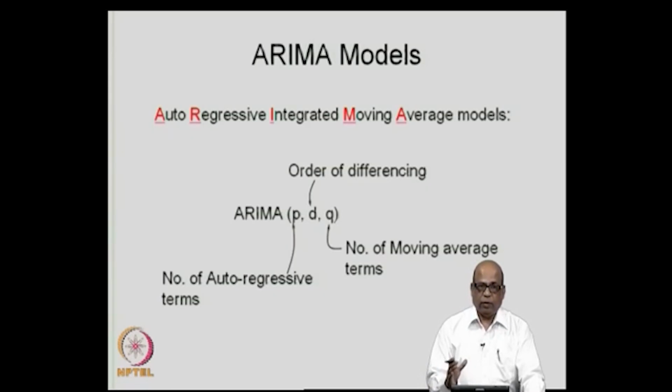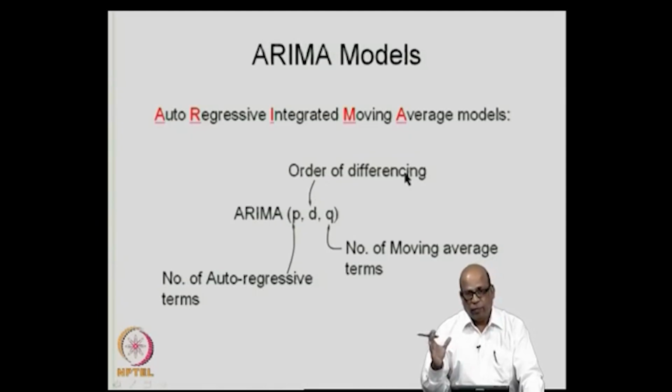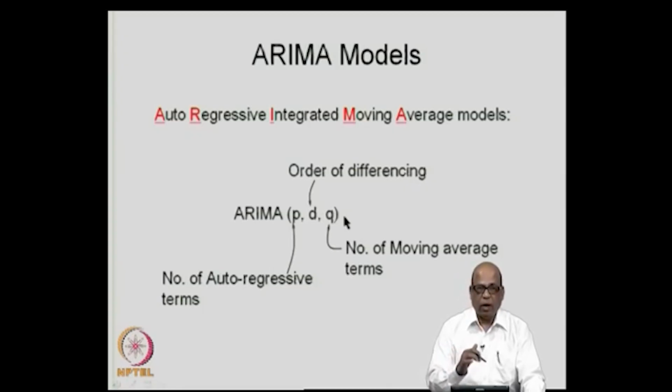Given a time series x t and the order of differencing, first you do the differencing on the time series of that particular order and then apply an ARIMA model. What do I mean by an ARIMA model? An ARIMA model with 0 differencing, that means you will have ARIMA P comma Q.